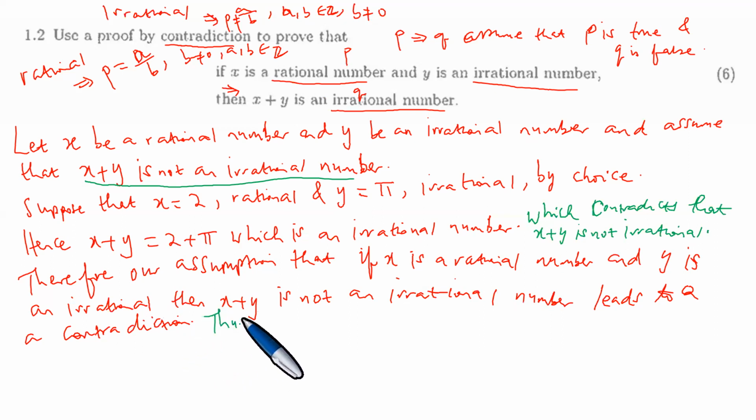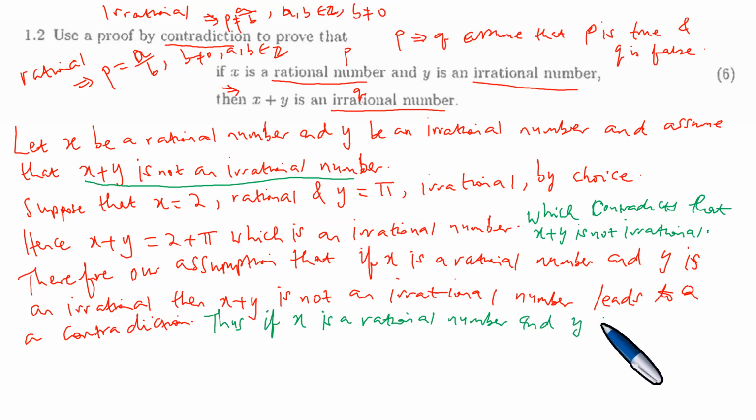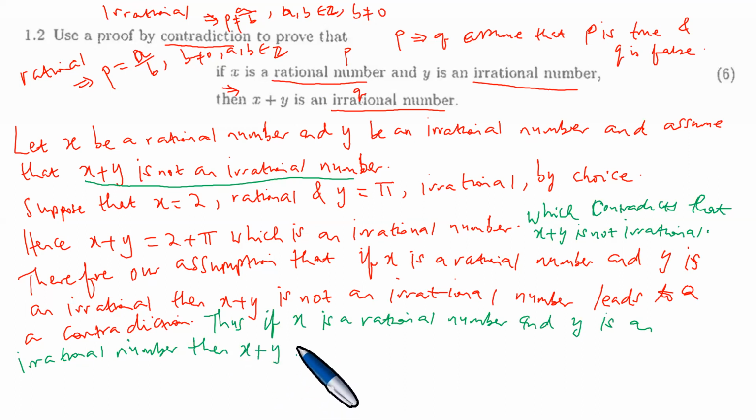Thus, if x is a rational number and y is an irrational number, then x plus y is an irrational number.